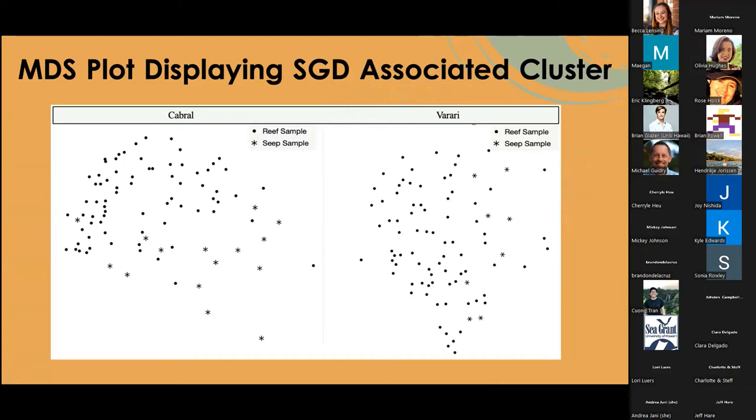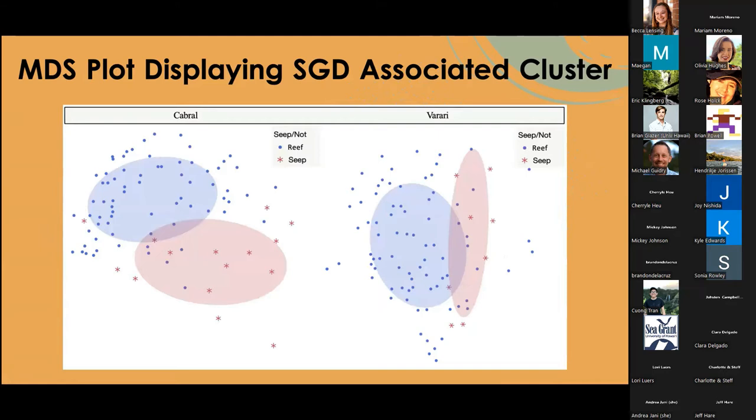So there's obvious clustering, with the seep samples being more similar to each other than the adjacent reef samples. I confirmed this by overlaying 50% confidence ellipses on that MDS plot, showing that there's obvious grouping and these seep samples are different than the reef samples.